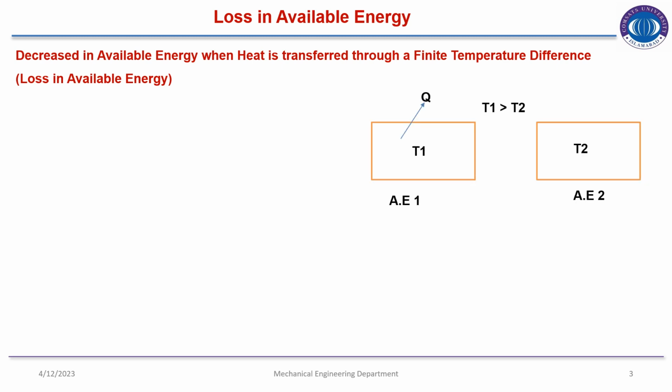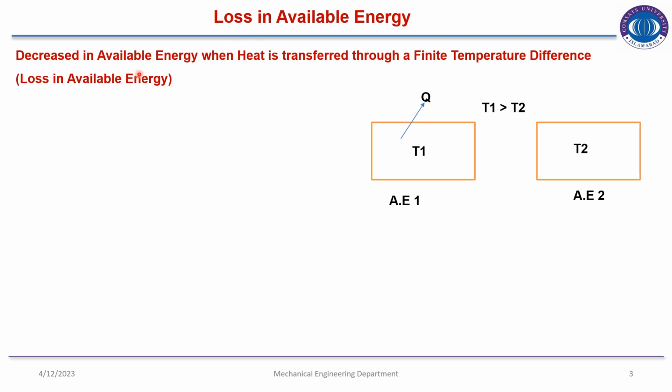So, loss in available energy. As you know, available energy and unavailable energy run parallel to each other because they both combine. Available energy and unavailable energy both sum up to make the total energy. So as there is a loss or decrease in available energy, on the other hand there will be an increase in unavailable energy.